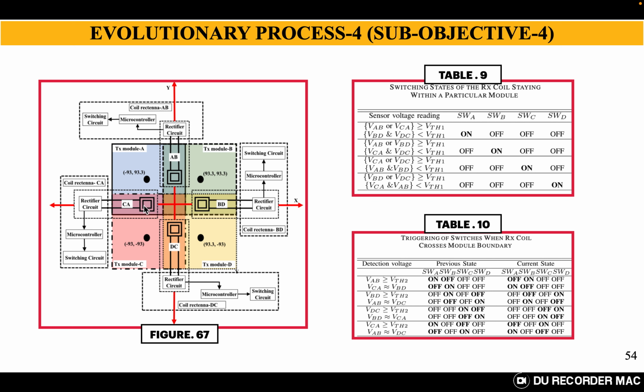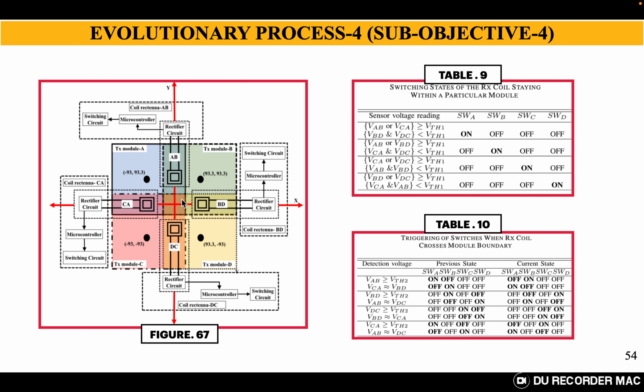So these detection coils, that is CA and AB, will receive the same amount of induced voltage, and these strengths will be greater compared to BD and DC, because my receiver coil is positioned above these two locations. As these two are greater than these two, the readings of VAB and VCA would be greater than VTH1, whereas VBD and VDC would be less than VTH1. Then we need to activate SWA on. Similarly, we will do this for the other switches also.